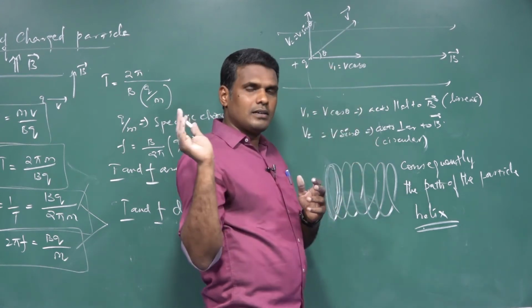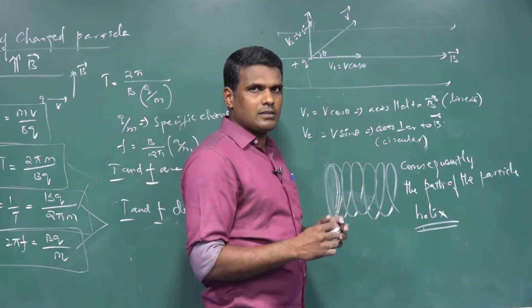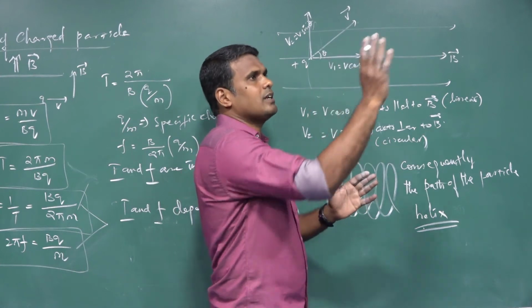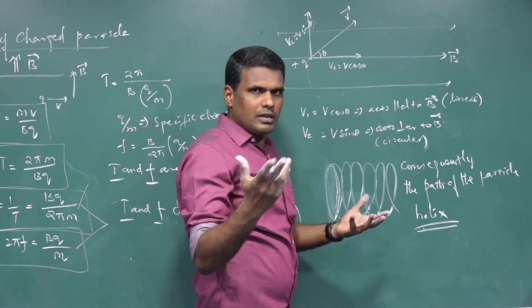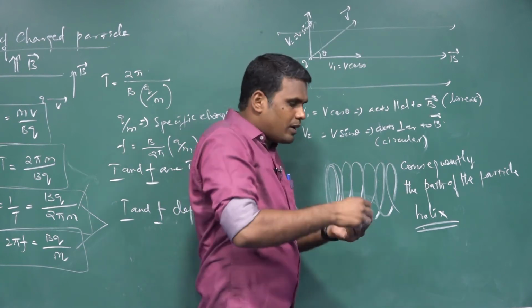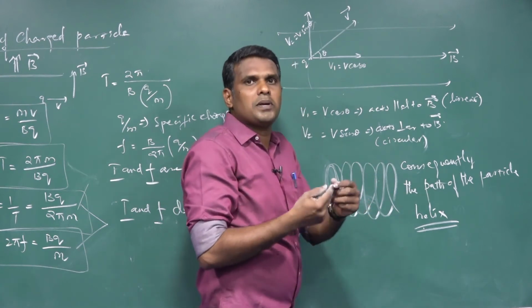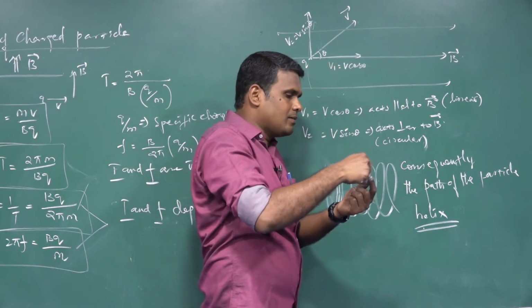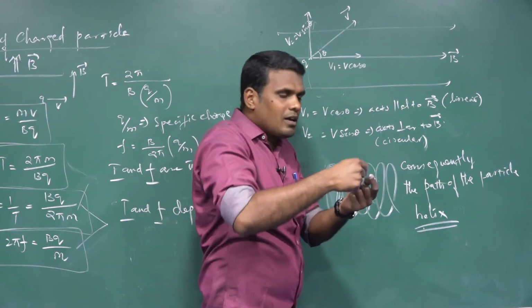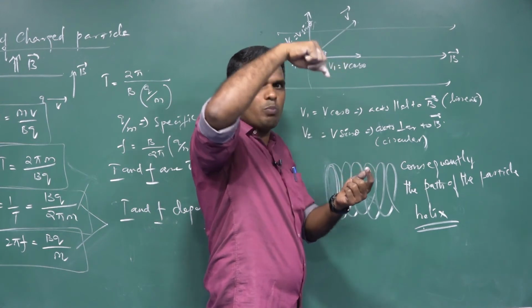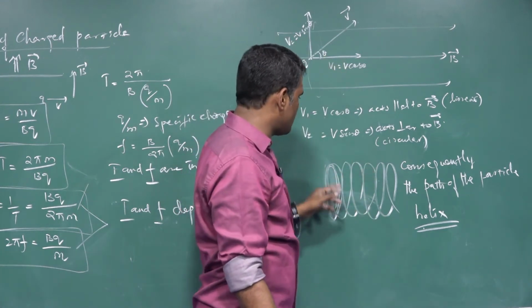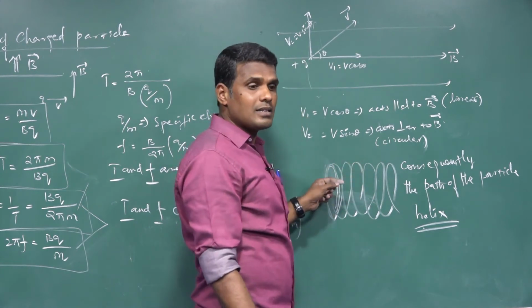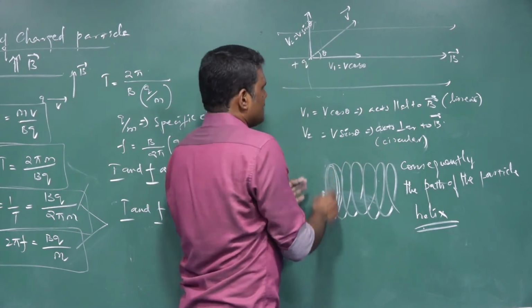And you might have seen near the overhead tanks a spiral shaped ladder. That is also a helical structure. When you sharpen your pencil, the wooden specks come out as a spiral. That is also a helix. So we can go on with so many examples. So what is the path followed by the charged particle? Just look at the case here.